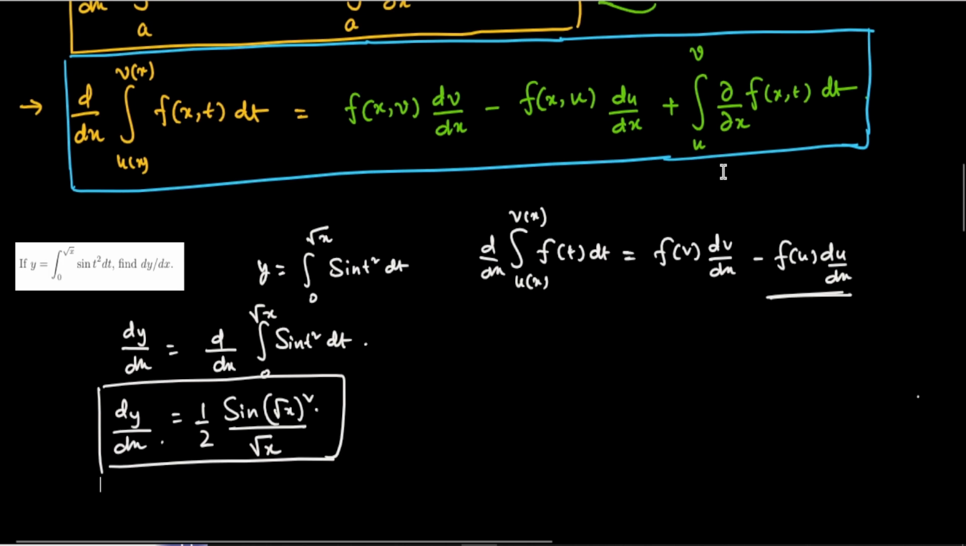Okay, now we will do the second problem. Our second problem is s equals the integral from u to v of (1 minus e to the power t) by t, that is, e to the power t by t, into dt. So find del s by del v.